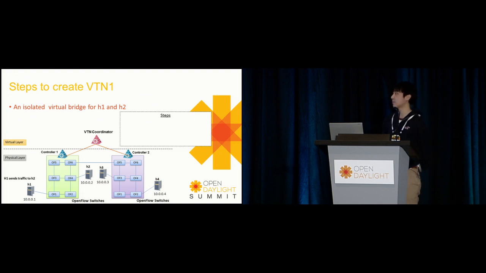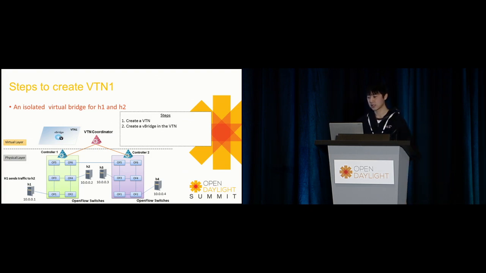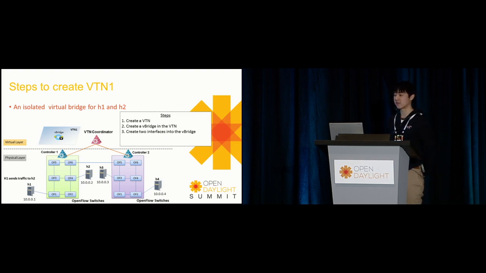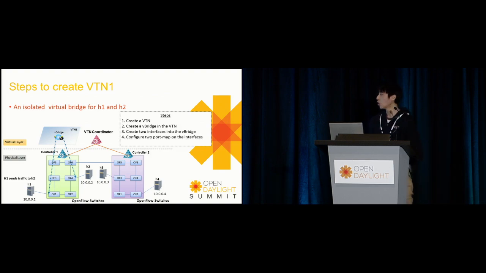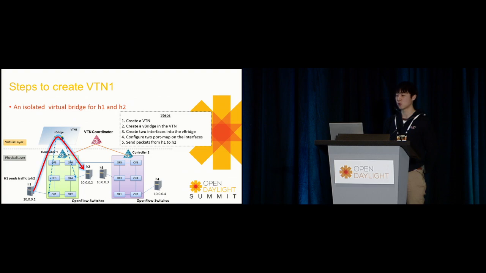This slide shows the steps to create VTN 1, an isolated virtual bridge for host 1 and host 2. First, I create a VTN. Second, create a virtual bridge in the VTN. Next, create 2 interfaces in the virtual bridge. Configure 2 port mappings on the interfaces. I'm going to associate the interfaces to the switch ports connected with host 1 and host 2. Finally, I send packets from host 1 to host 2.